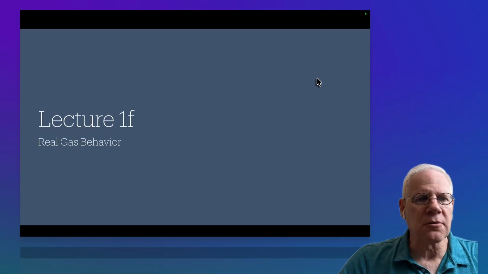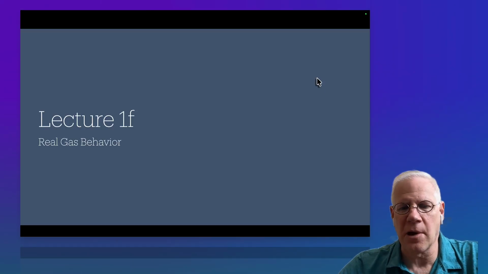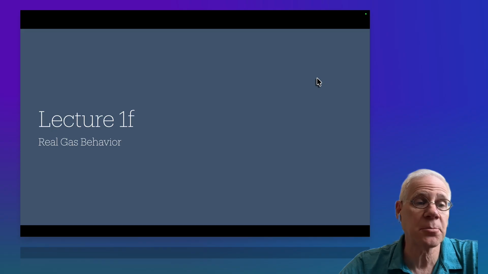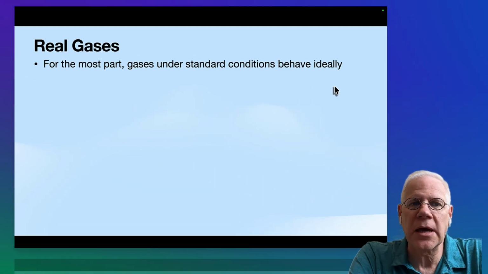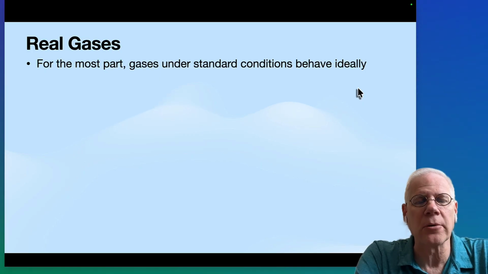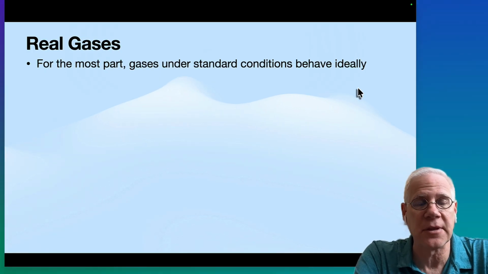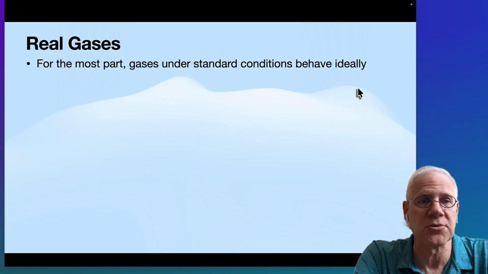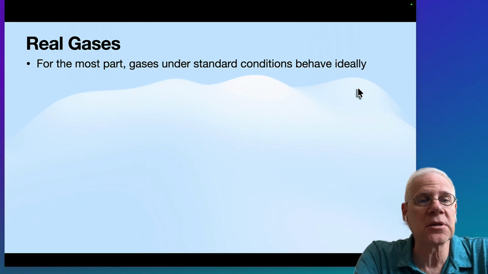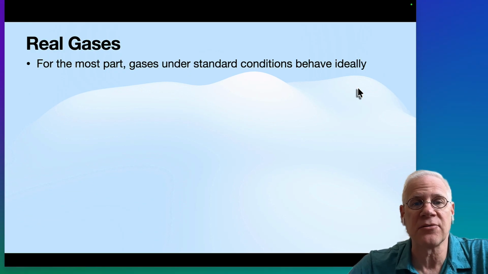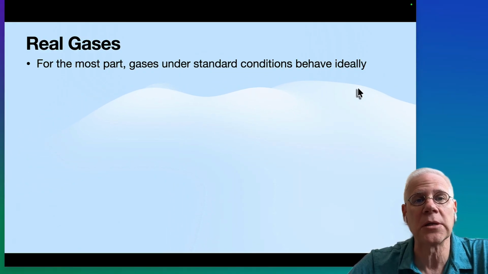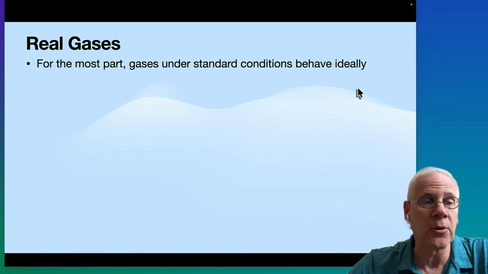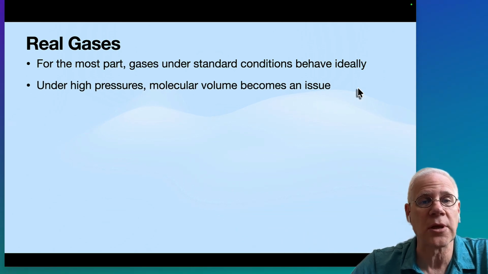So in this portion of lecture one, we're going to be talking about real gas behavior as opposed to ideal gas behavior. For the most part, gases under standard conditions behave ideally. So if we think about all of the gases that we know of, oxygen, nitrogen, helium, whatever, under standard conditions they behave as an ideal gas, and this is because they have a lot of thermal energy. They're moving around very quickly. They don't interact very well because they have so much thermal energy.